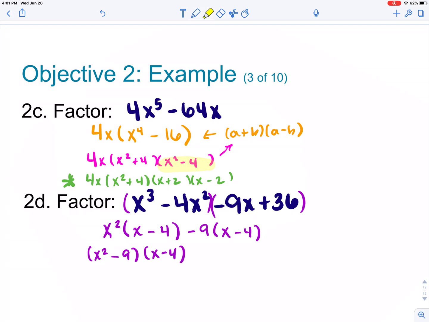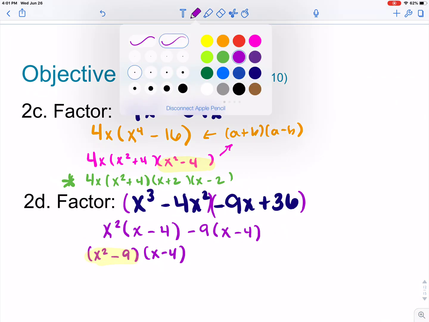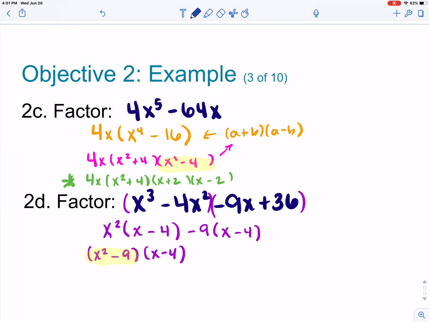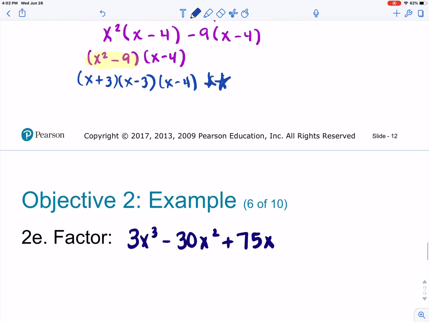But again, after you analyze it, you notice that you can take this one farther. So it looks like on this one, my final answer, I can break that one down to x plus 3 and x minus 3, and then I have the x minus 4. The tricky part on these is to make sure that you get them factored all the way through. All right. So hopefully you're getting some good ideas how to approach these.